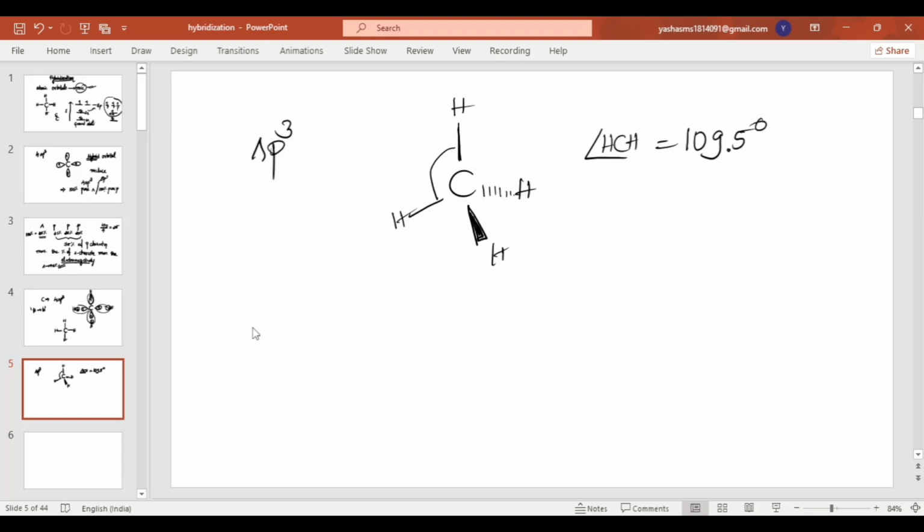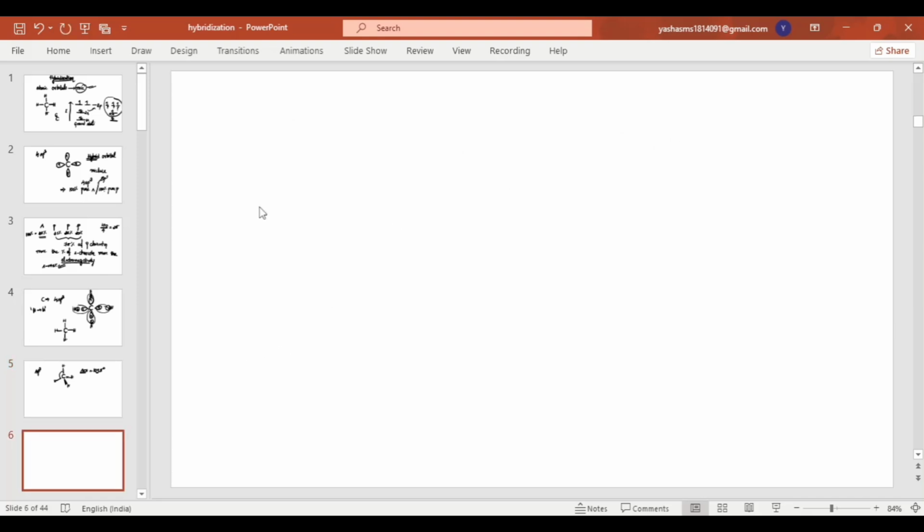Then, what is sp2 hybridization? If I ask like this, for the carbon atom, we have to write once again the excited state electronic configuration of the carbon atom like this.